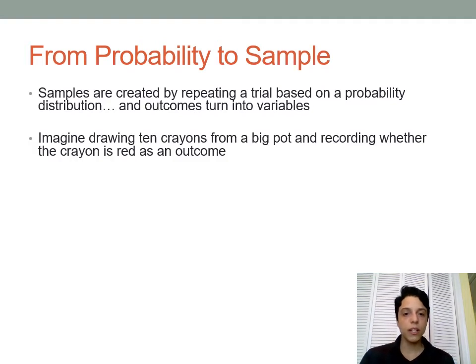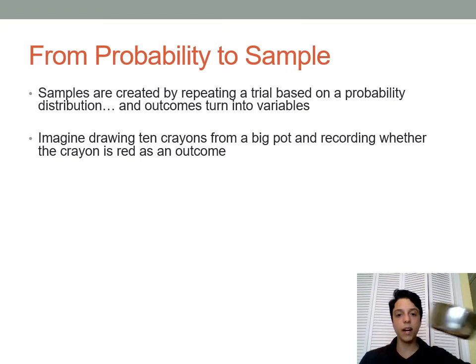I want you to imagine drawing 10 crayons from a really, really big crayon pot and recording whether the crayon is red as your outcome. So not exactly the example we had before, but similar. You've got a really, really big pot. Imagine it's full of lots and lots of crayons, and you're going to draw 10 crayons from that pot and record the outcome in terms of whether that crayon is red.